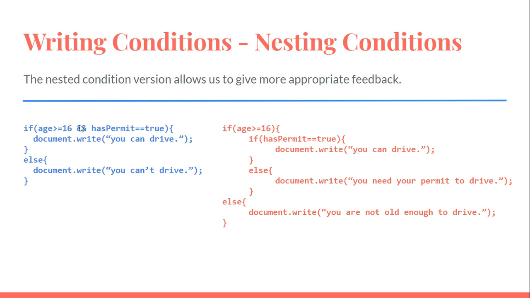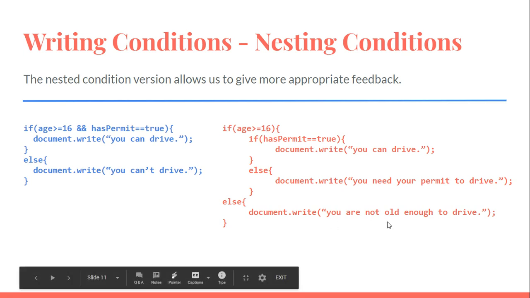So here's the compound condition. If this is true, you can drive, and otherwise I just say you can't drive. But if I go with nested conditions, then I can say, all right, if we get to here, you can drive. Otherwise, if this doesn't execute, it's because this was false, which means you don't have your permit. Or we never got in here because this was false, which means you're not old enough to drive.